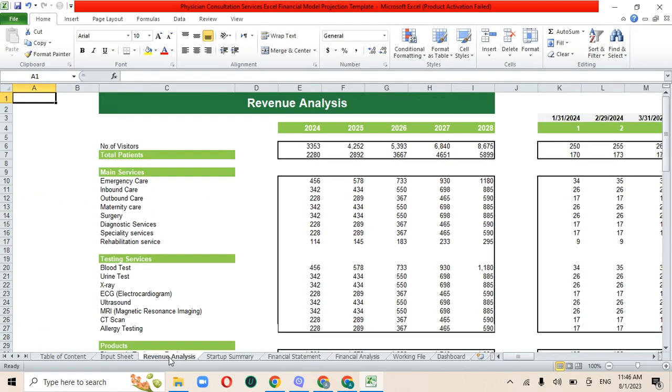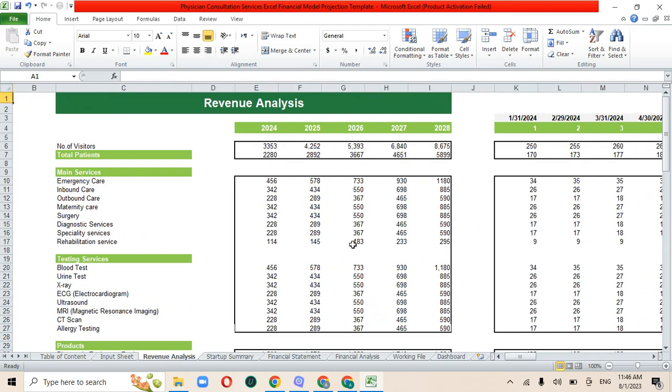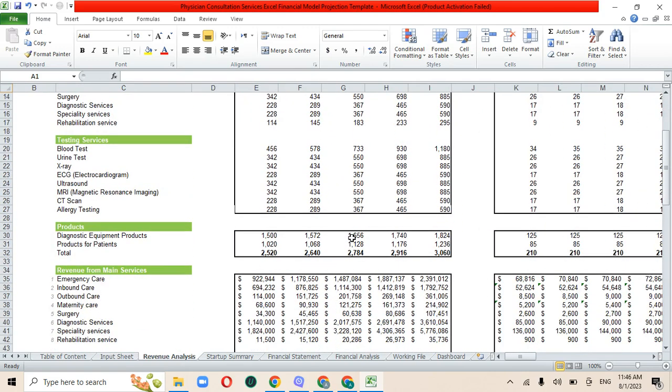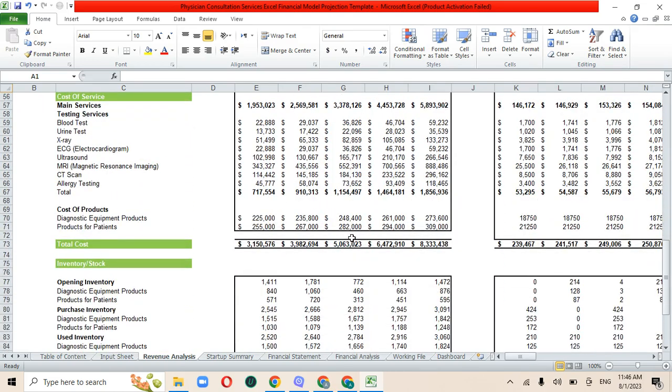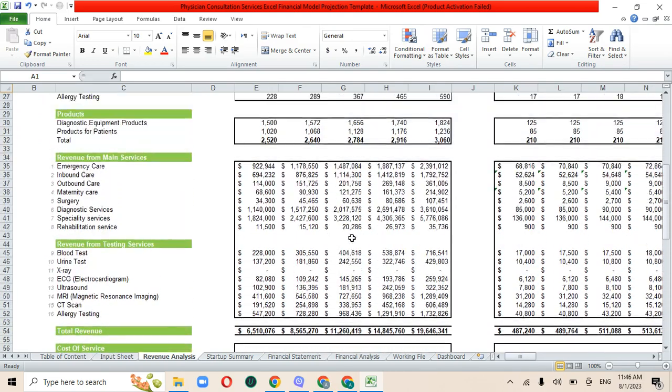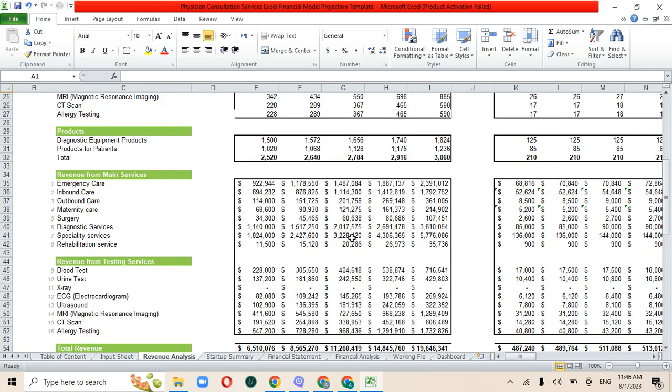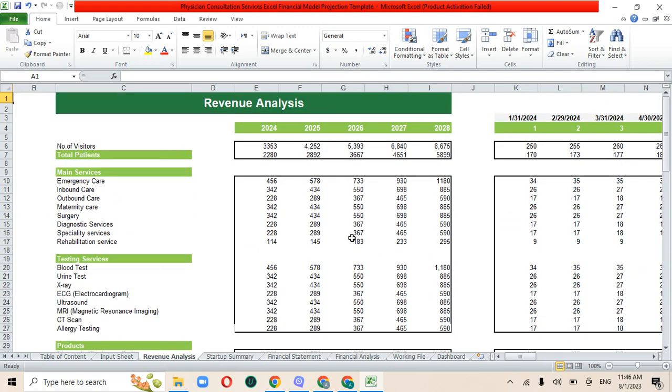Next, we have the revenue analysis sheet. It includes the total number of visitors, services provided, revenue, cost of service, and inventory related information. Revenue analysis will give you the forecasted revenue for the next 60 months of your business.